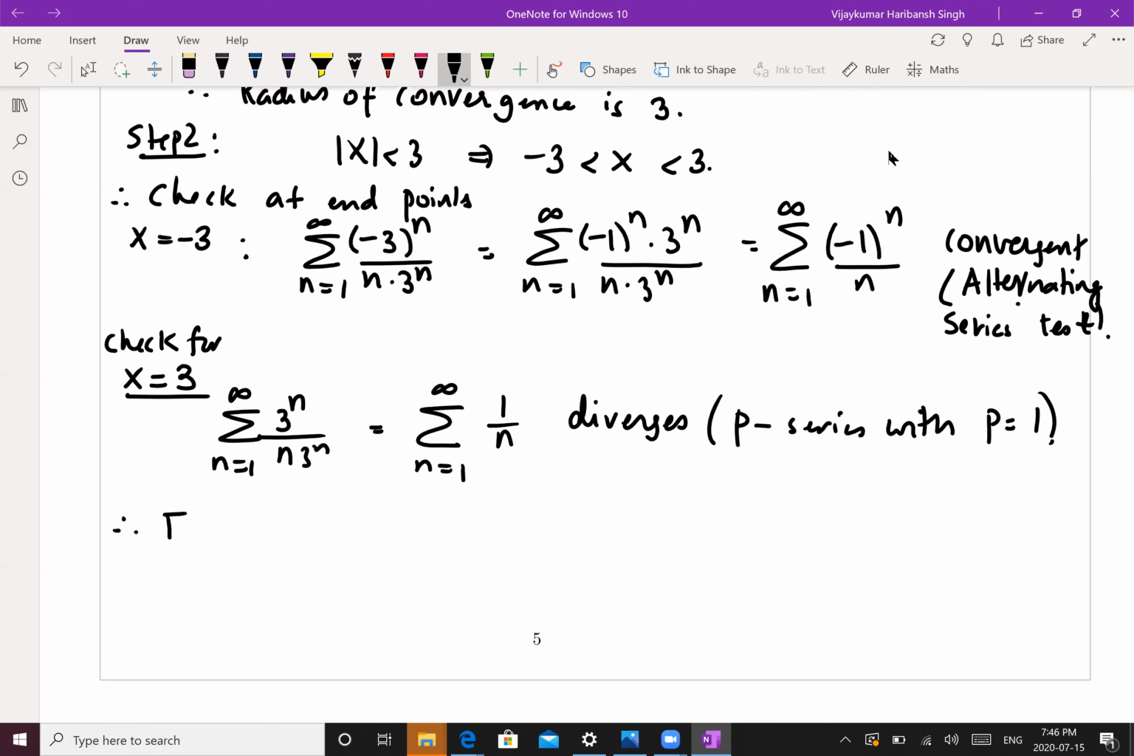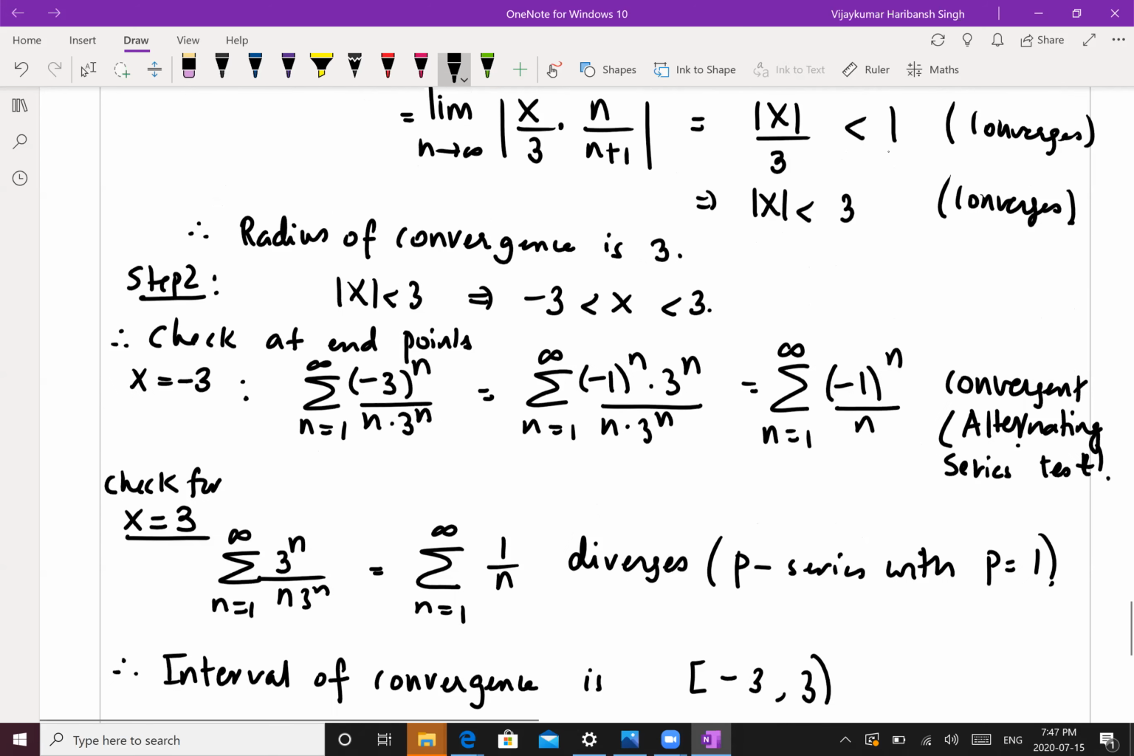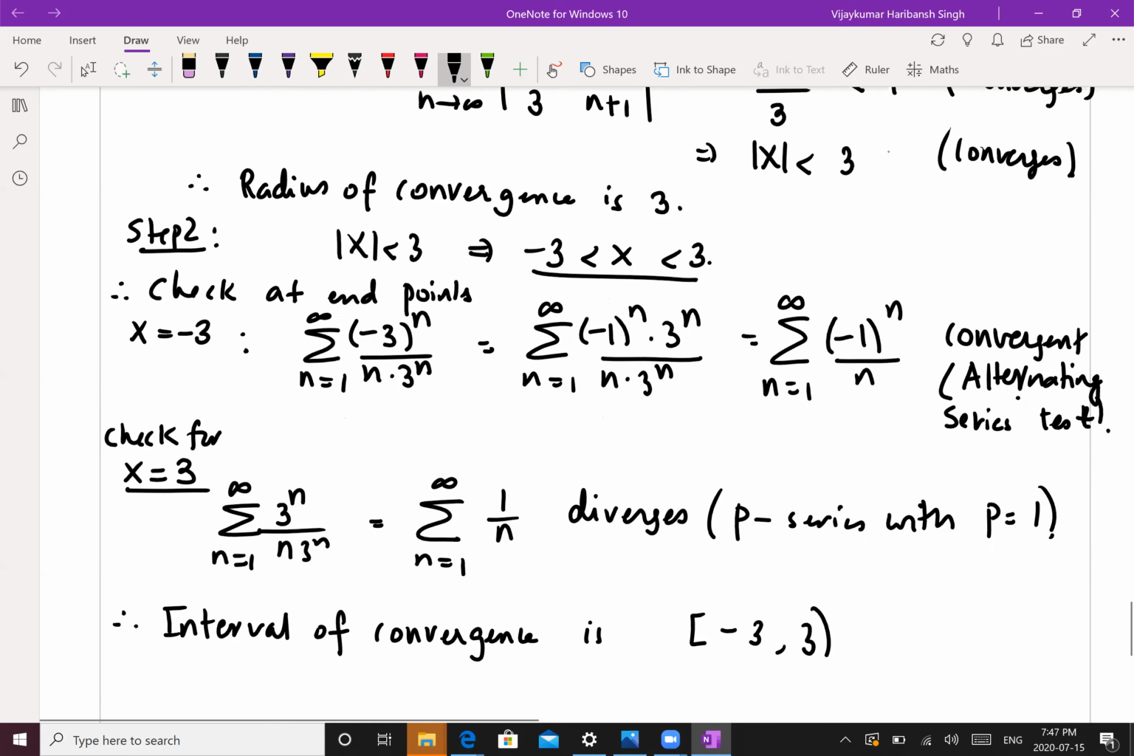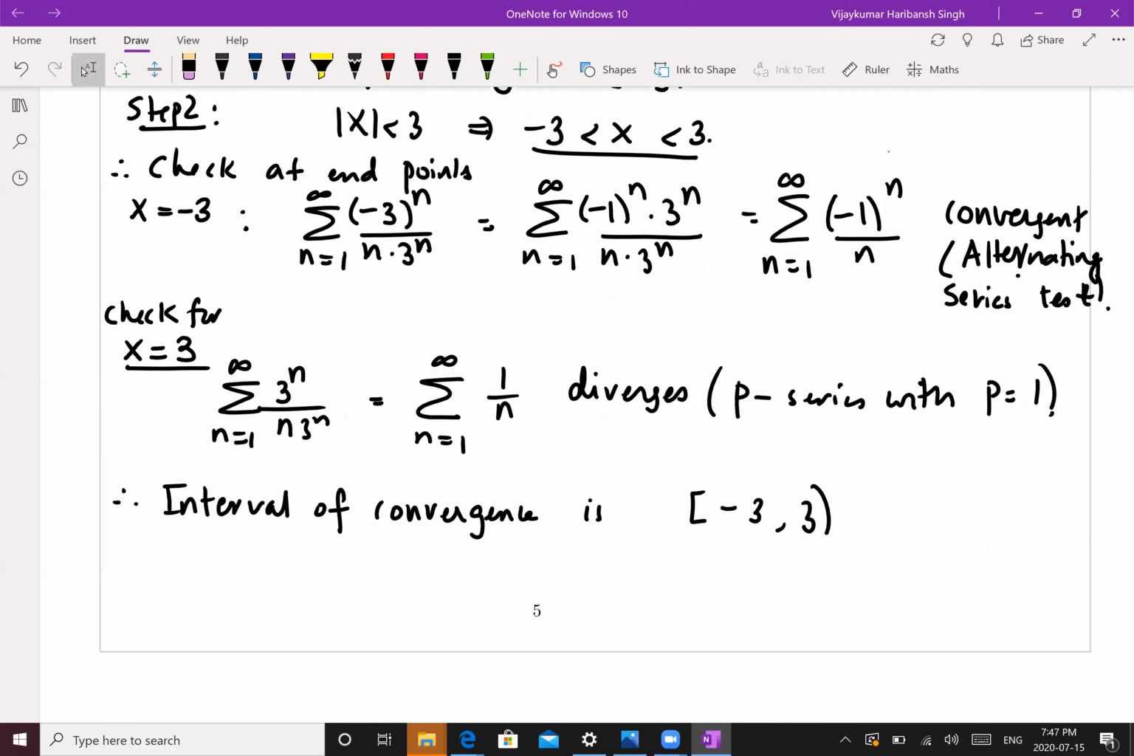So therefore, interval of convergence is minus 3 to 3, minus 3 included, 3 excluded. Okay, so in some sense, radius of convergence already decides how the interval of convergence is going to be, except you have to check for endpoints separately.